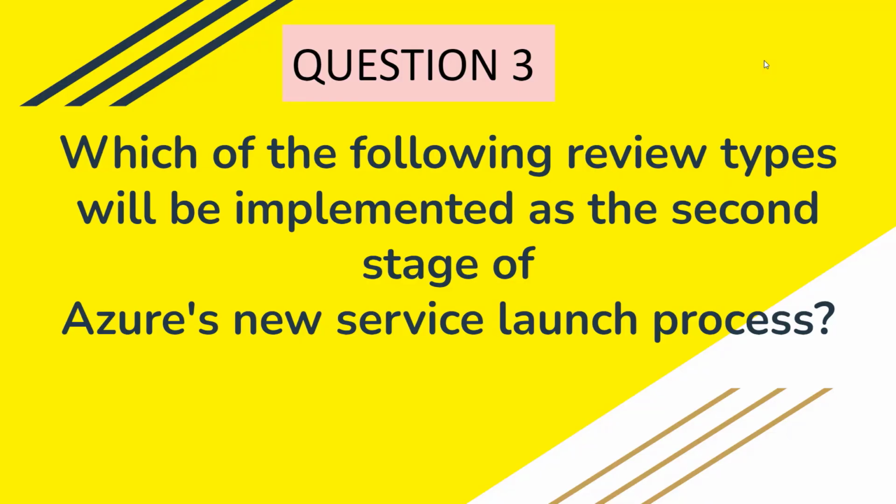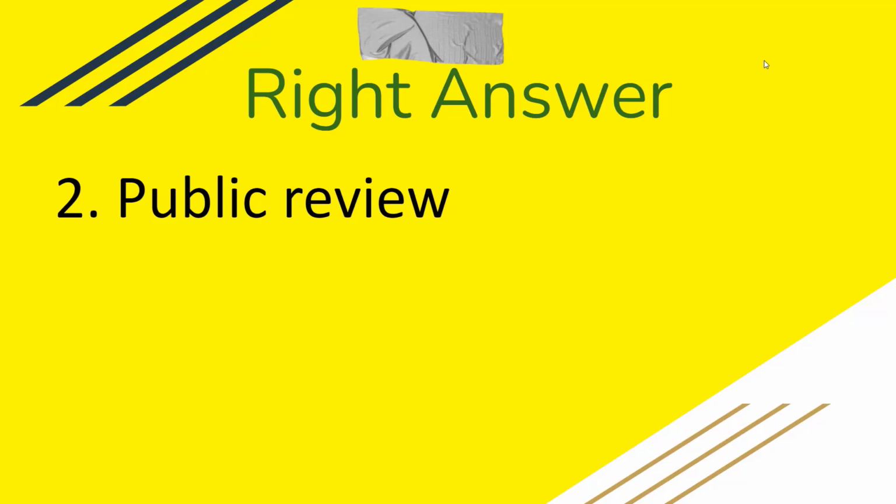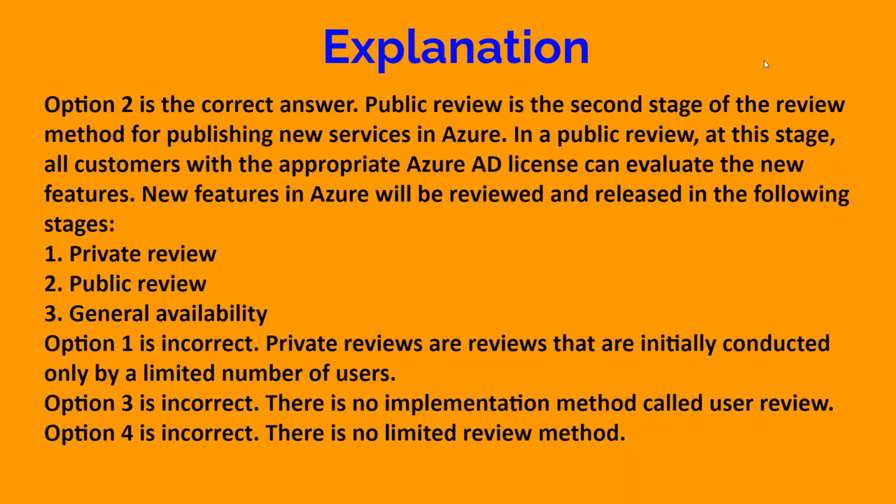Question 3. Which of the following review types will be implemented as the second stage of Azure's new service launch process? Option 1. Private Review 2. Public Review 3. User Review 4. Limited Review. Right answer. 2. Public review. Explanation. Option 2 is the correct answer. Public review is the second stage of the review method for publishing new services in Azure. In a public review, at this stage, all customers with the appropriate Azure AD license can evaluate the new features.